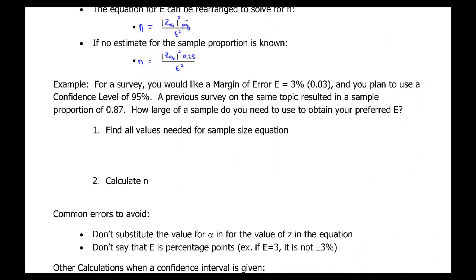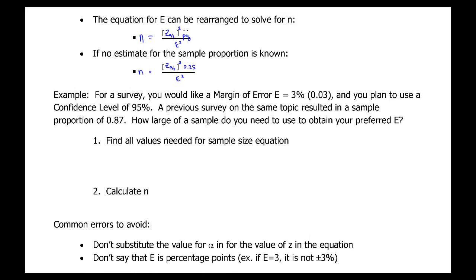I'll leave the equation here. Alright, so first thing we need to do is find all the values we need for a sample size equation. So in the problem, we want a margin of error, E equals 3%. We can't use 3% as E, we need to convert it to a decimal. So when you're doing problems for class, make sure that you change a margin of error in a percentage to a decimal margin of error.